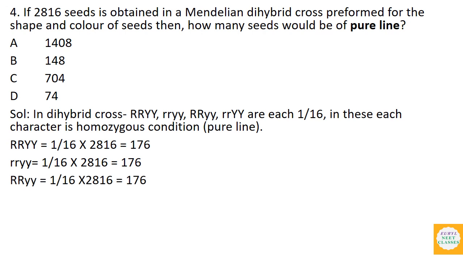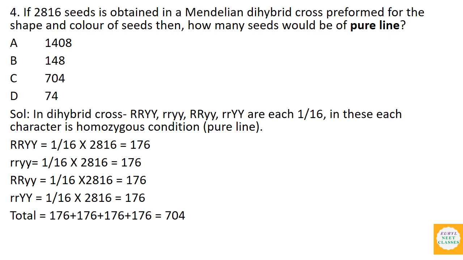Got it? And even to your surprise, this capital R, small y individual also will be 1 out of 16 only. Got it? So in this case also we get 176. Same thing also applies for the small r, capital Y. This is the only one individual present out of 16. So here again we multiply 1 by 16 into 2816, we get 176. So the question is how many? That means we should club everything, then we get the total. So total 704 individuals we are going to get who are homozygous in condition or pure line. Got it, ma? So the answer should be C.